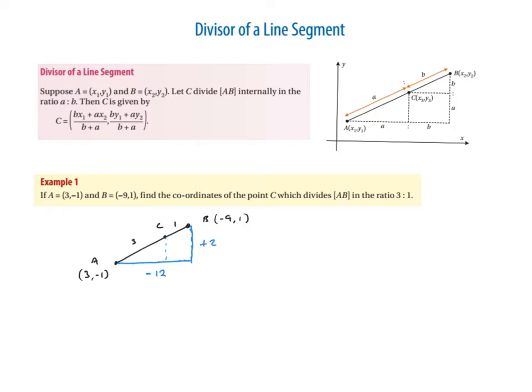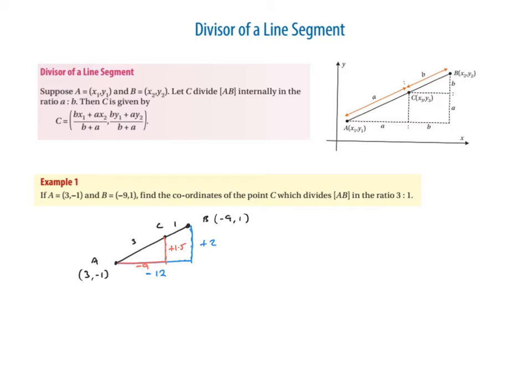Now, we don't want to go all the way from A to B. We want to go 3/4 of the way in order to get to C. So we want to go 3/4 of the x direction and 3/4 of the y direction. I'm just going to put that in red. That there and that there is what we're after. 3/4 of minus 12 is minus 9. So instead of going that minus 12, we want to go that minus 9, because we only want to go 3/4. And 3/4 of 2 is 1.5, so we're going up by 1.5 here.